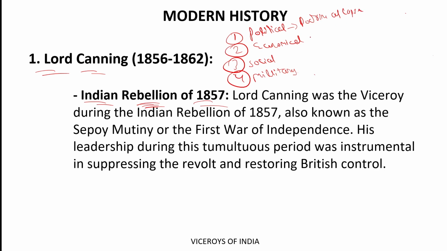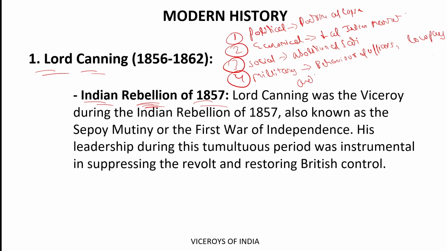If we talk about the political cause, then the doctrine of lapse. If we talk about the economical, then the downgradation of Indian factories, or you can say the Indian market. If we talk about the social, then the violation of Sati. If we talk about the military, then the behavior of officers, low pay, and Enfield rifles. Okay, so let's discuss them one by one.